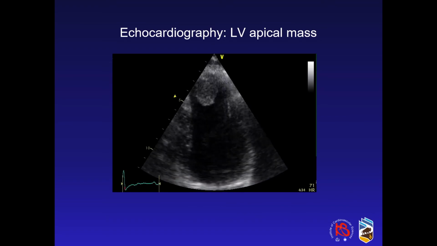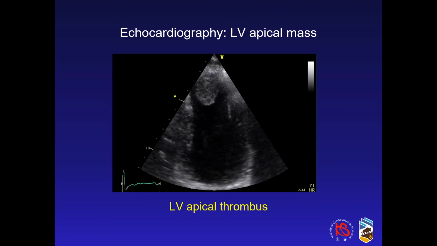This is a focused apical 2-chamber view where we can clearly see a large echo-dense mass consistent with a thrombus in an individual post-myocardial infarction.